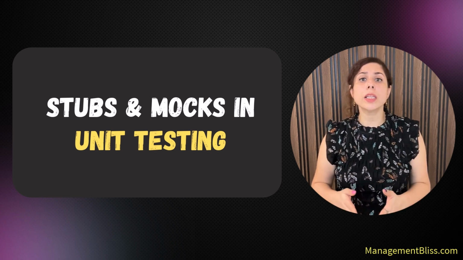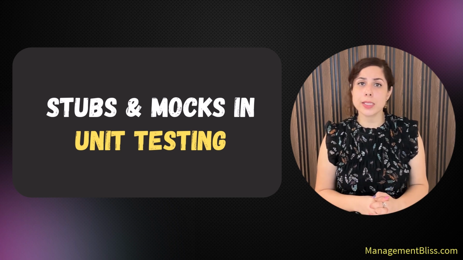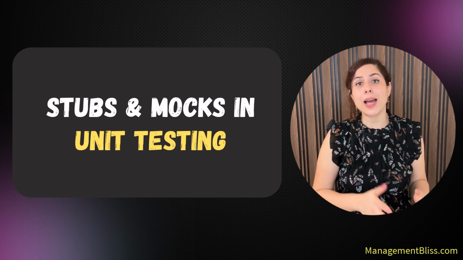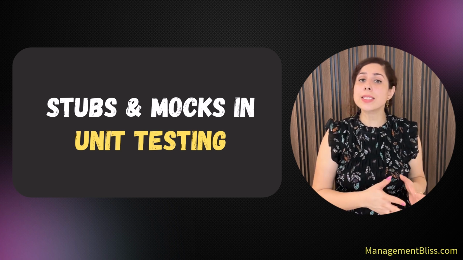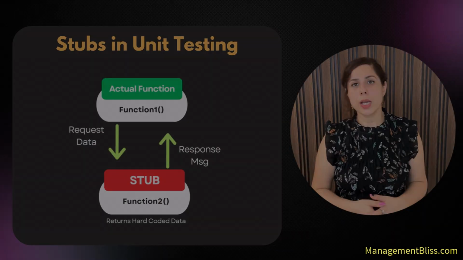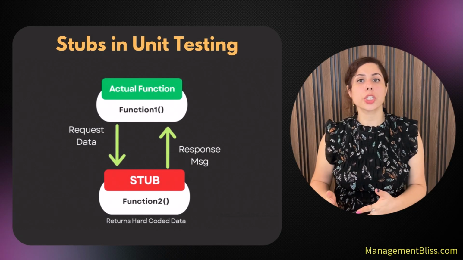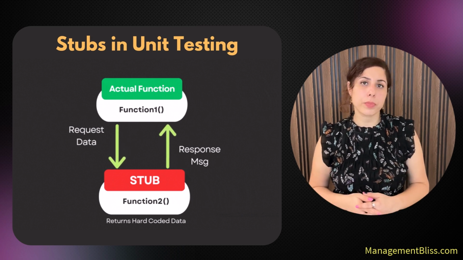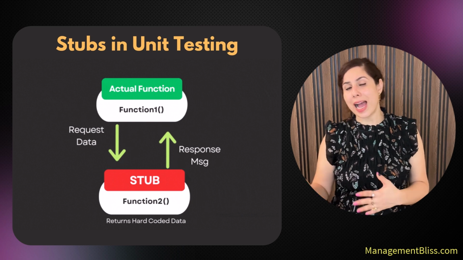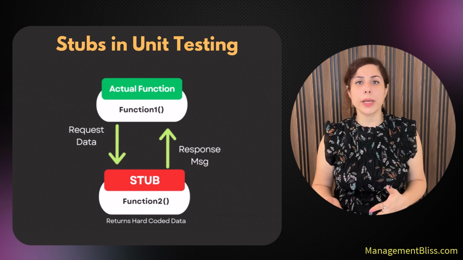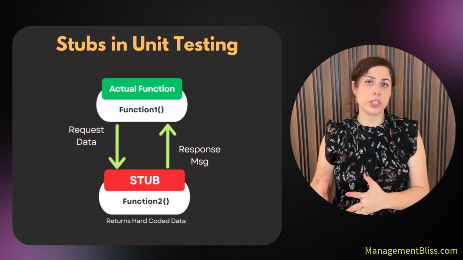Stubs and mocks are the two essential components of unit testing that we need when implementing unit test cases in complex and large code bases. Let's understand them one by one. First, what is a stub in unit testing? A stub is a basic version of a class or a function that behaves like the real thing. But instead of running the actual code, it uses fixed hard-coded values to mimic how that class or function works.